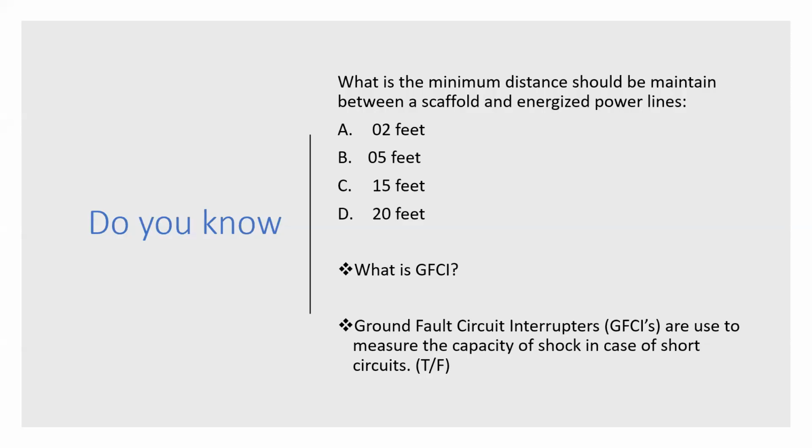Yes, guys. What is the minimum distance that should be maintained between a scaffold and an energized power line? 3 meters. In feet? In feet, 20. Because we don't know if it is insulated or not insulated, so 20 feet. Energized means uninsulated. So by default it is 20 feet. No need to calculate. The one thing we can memorize is that by default, if it is uninsulated, then it will be 20 feet.